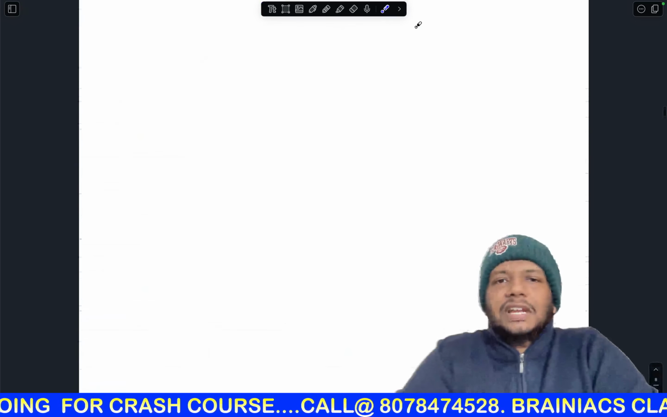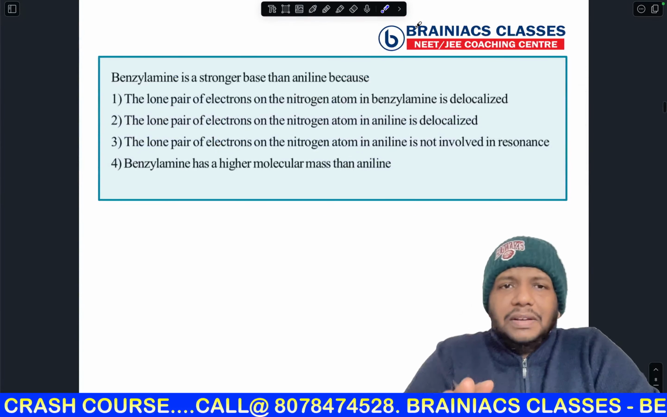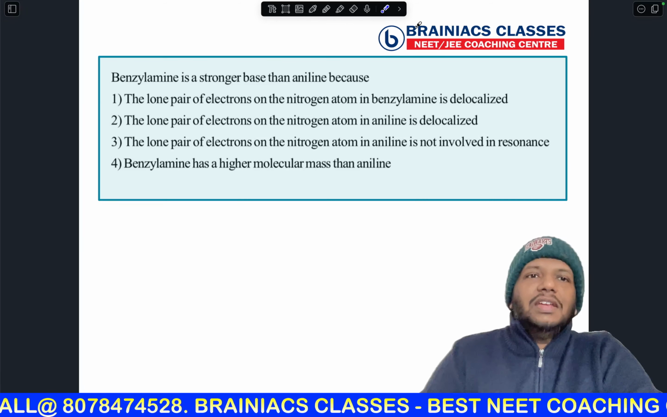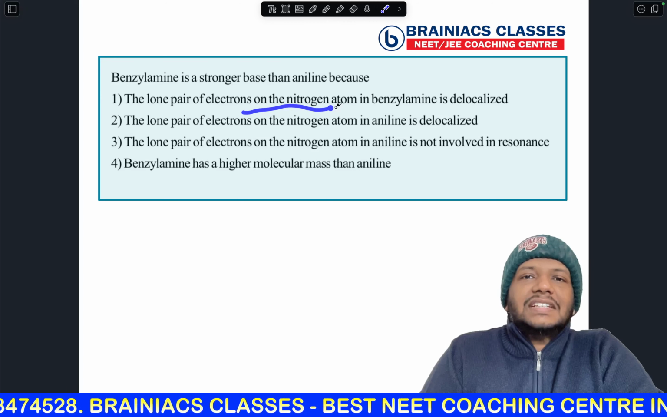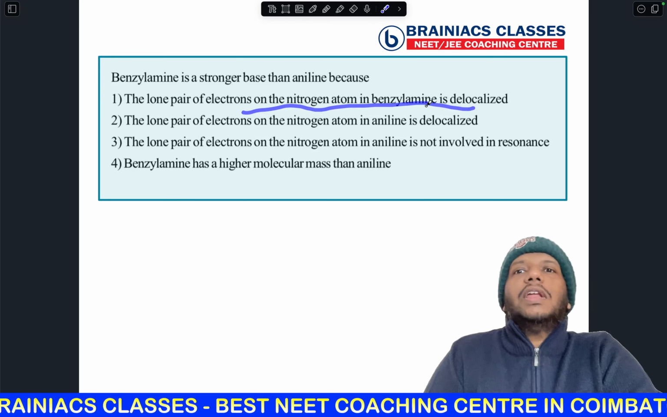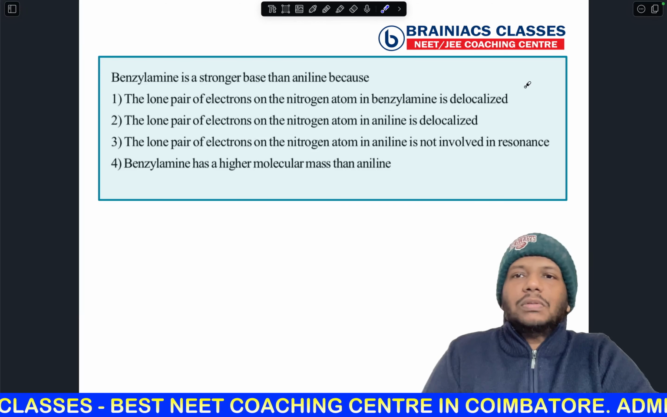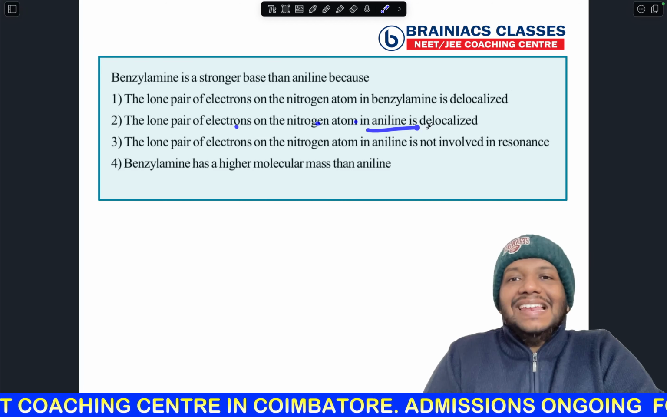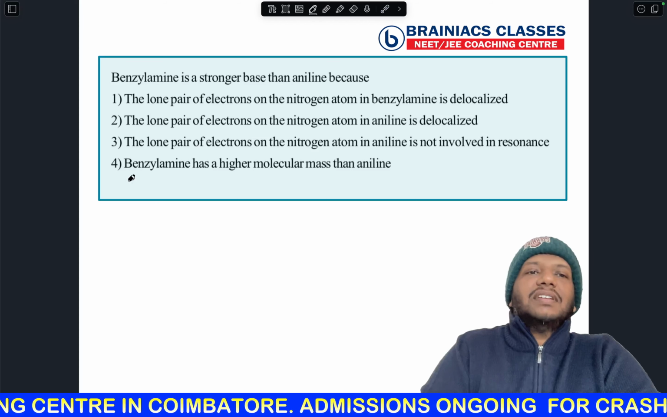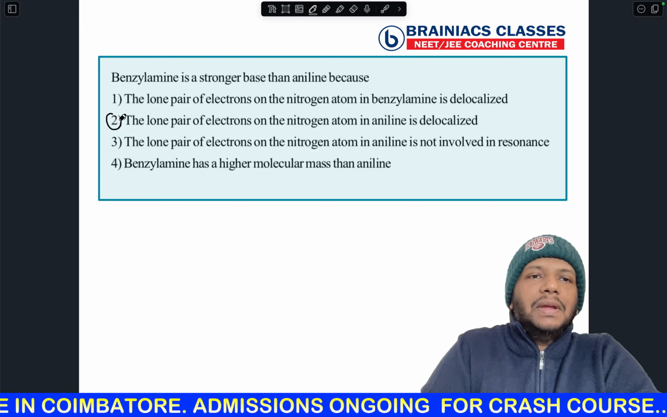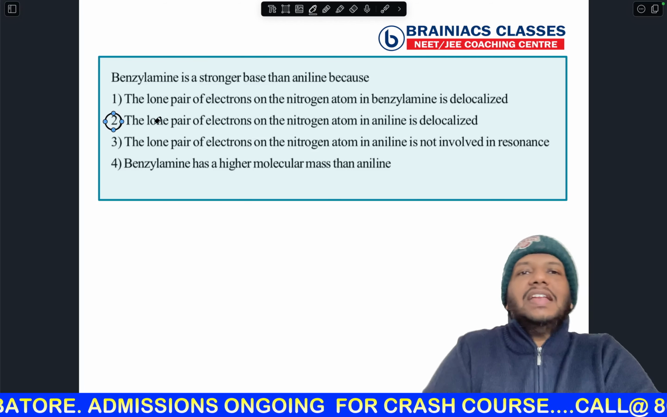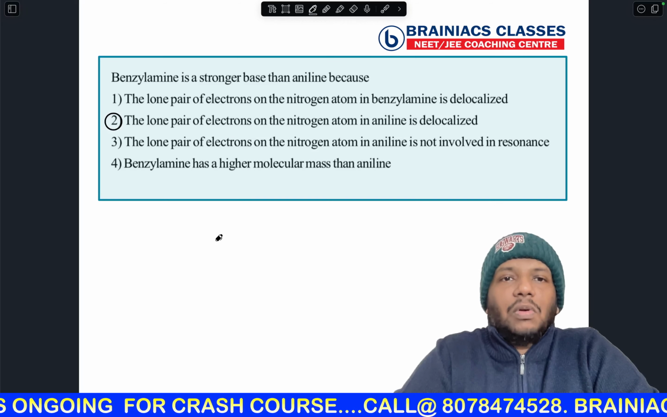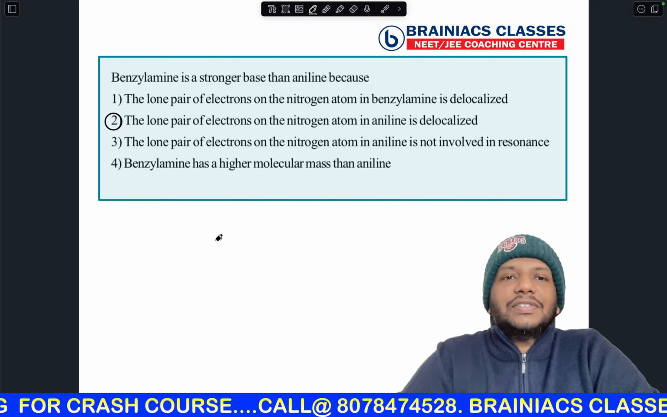Okay. So let's check the options. Benzylamine is a stronger base. They are telling itself it is a stronger base than aniline. Why? The lone pair of electrons on the nitrogen atom in benzylamine is delocalized. They are telling it will move. No, that is wrong. The lone pair of electrons on the nitrogen atom in aniline is delocalized. That is correct, sir. So that is the reason why benzylamine is a stronger base than aniline, because aniline is a weaker base as its pair of electrons will undergo delocalization.